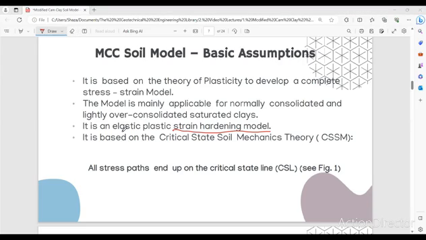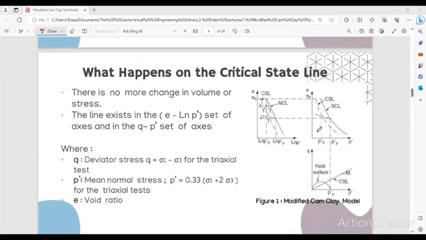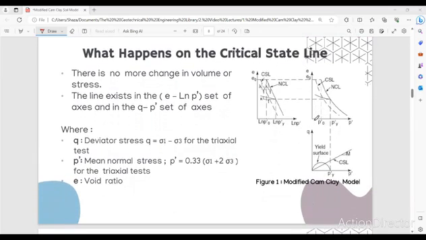The third important point is that the modified Cam-clay model is based on the critical state soil mechanics theory. What do we mean by the critical state soil mechanics theory? That means all stress paths end up on the critical state line. Let's go to this important figure. What happens on the critical state line? What do we mean by the critical state line?